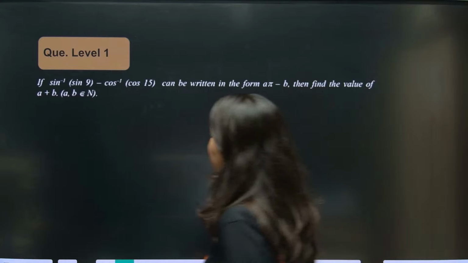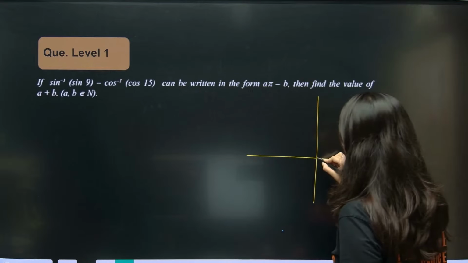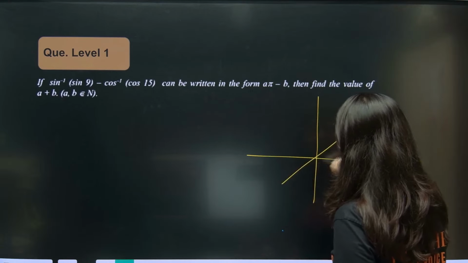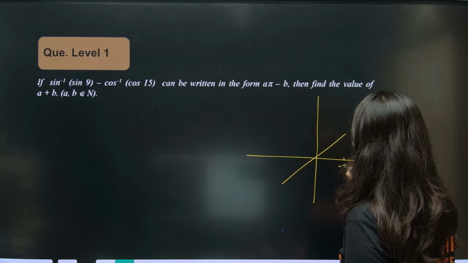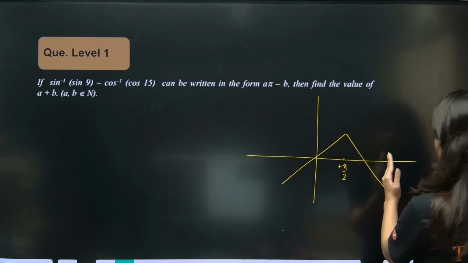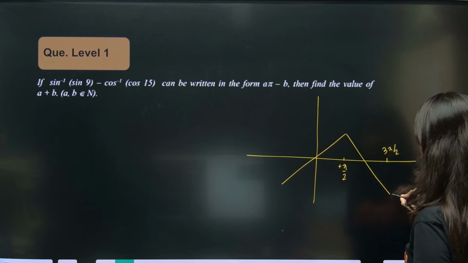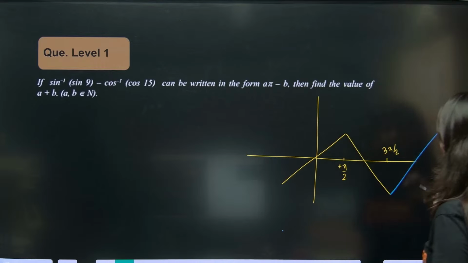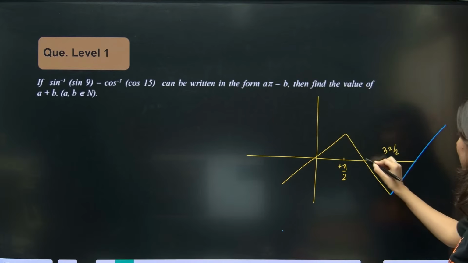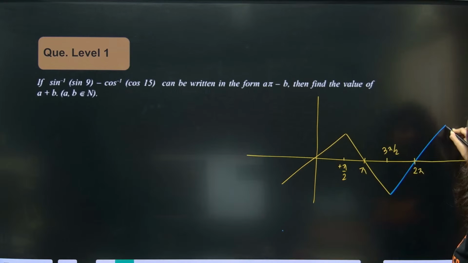So sin inverse sin 9. Now we have to plot the graph. So this is like this, y is equal to x. This is minus pi by 2, plus pi by 2. Then you have to come down. So this is what? 3 pi by 2. Correct? Okay, and then it has to go up. So see, this is your pi, this is your 2 pi. Then it has to come down. This is your 3 pi. 9 will come over here.